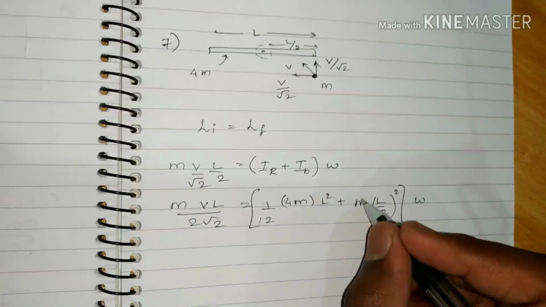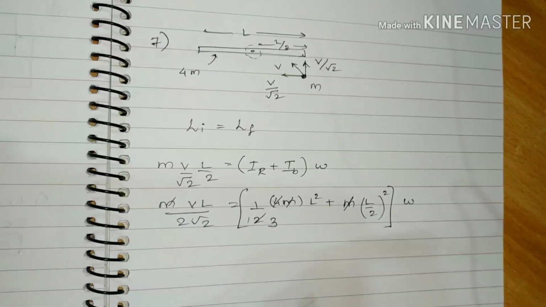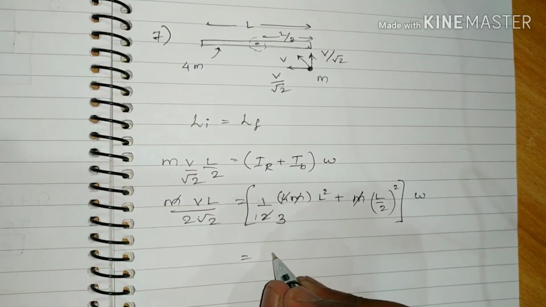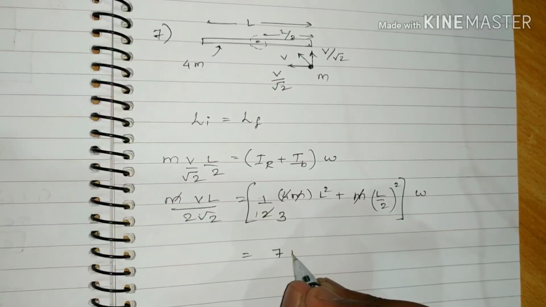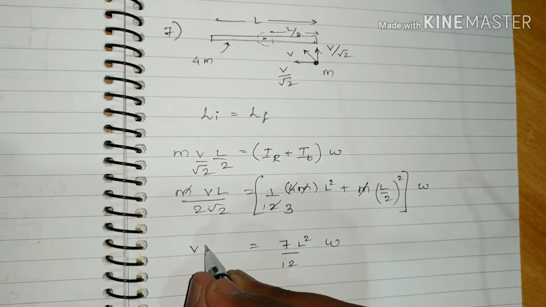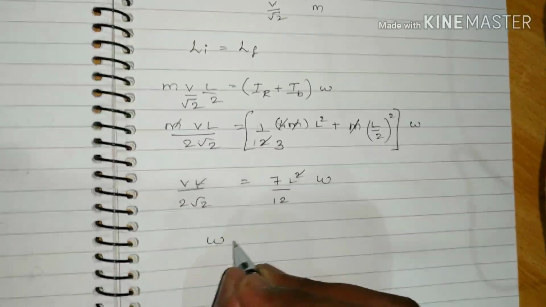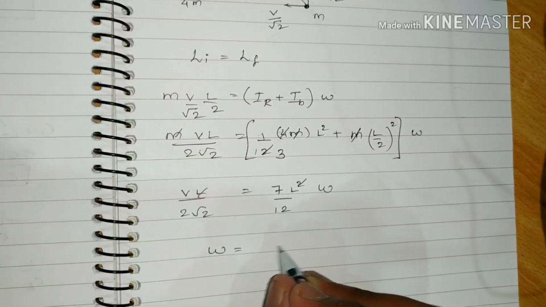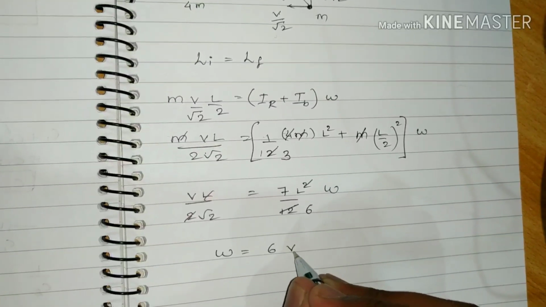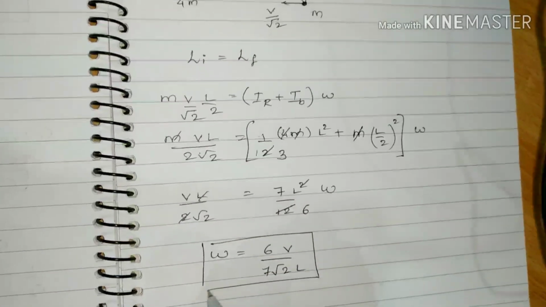Now again I am rewriting. I shall do some cancellations over here as well. This will be L square by 4, this will be L square by 3. Doing some cross multiplication on the LHS, I will be getting 4 plus 3, 7 L square upon 12 omega, and on the RHS I will be getting vL upon 2 root 2. I will cancel one more L, taking all the terms on one side, making omega the subject. I can do one more cancellation over here. This will be 6, taking 6 to the other end, 6v upon 7 root 2 L. This will be the expression for omega.